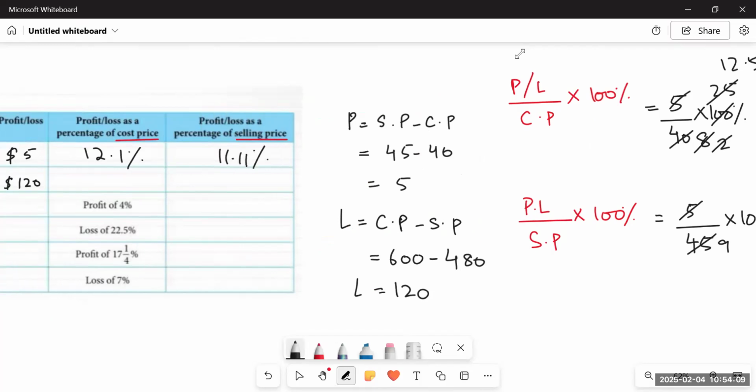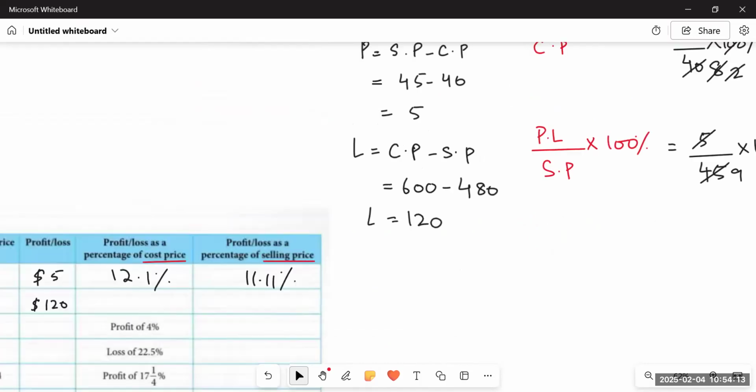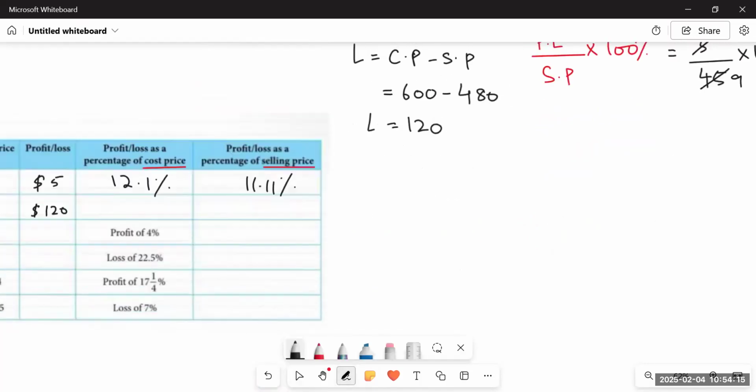Right? We have to do the same with the loss as well. How? We'll simply use the same formula: loss upon CP multiplied by 100%, and loss upon SP multiplied by 100%.